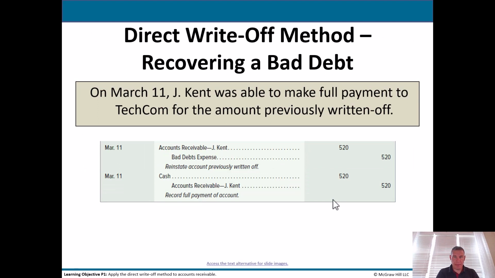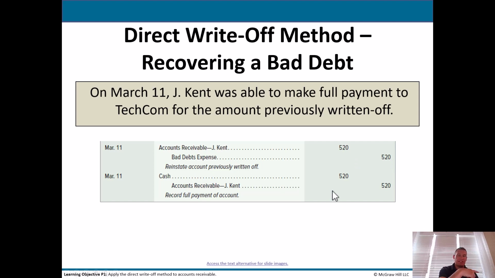Now, what about recovering a bad debt? This is usually in the future. Maybe they call you and say, "Hey, I'm sorry I flaked out on you. I'd like to take care of that debt." Usually because they want to start doing business with you again. So it says on March 11th, J Kent was able to make full payment to Techcom for the amount previously written off. So you can see we have the debit to accounts receivable J Kent. We're increasing that. We are removing the bad debt expense.